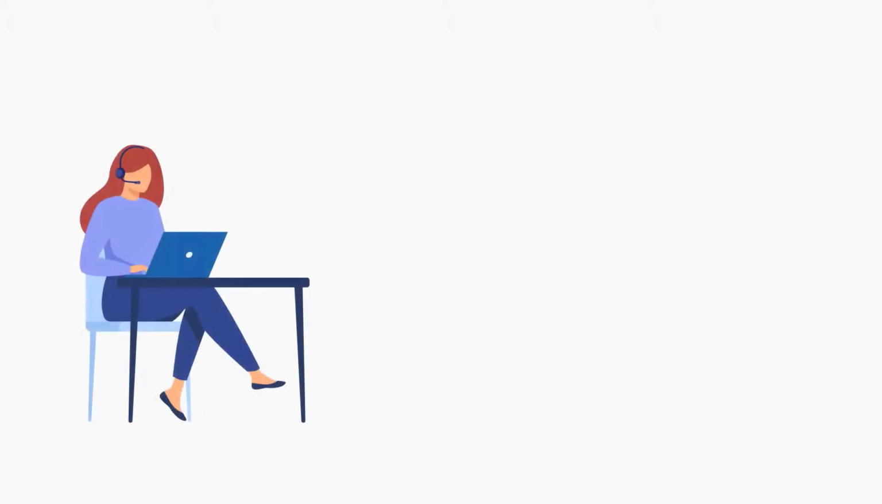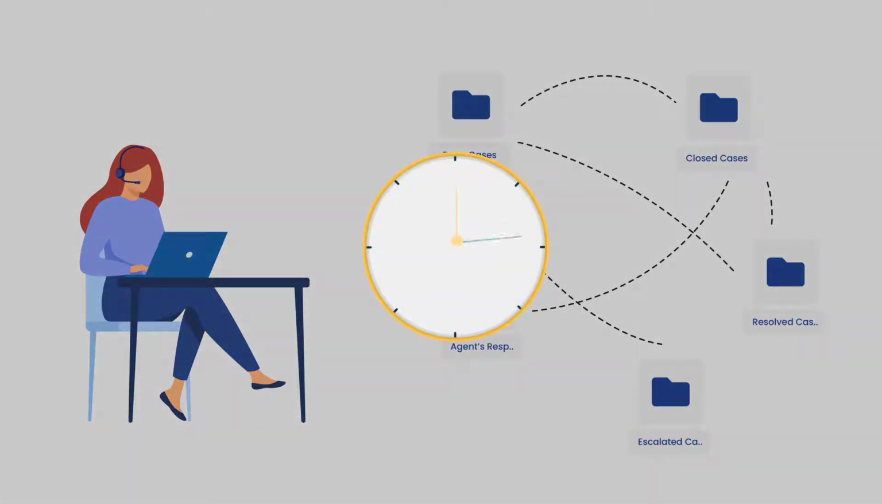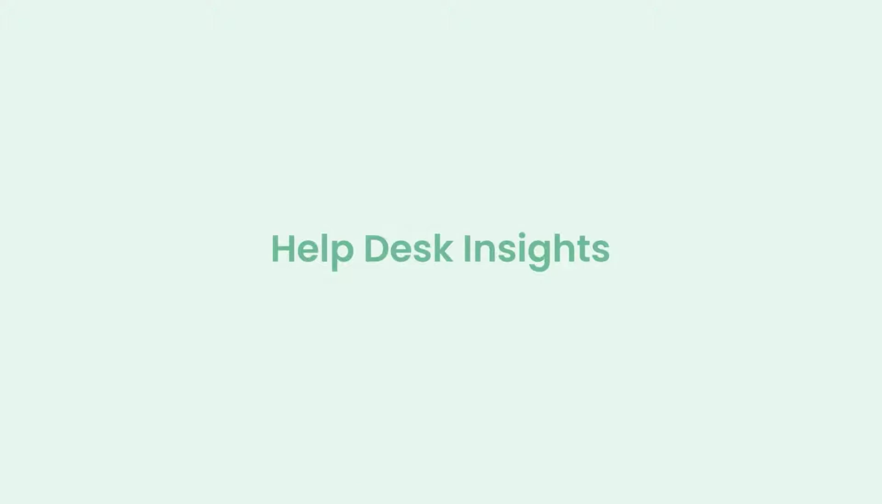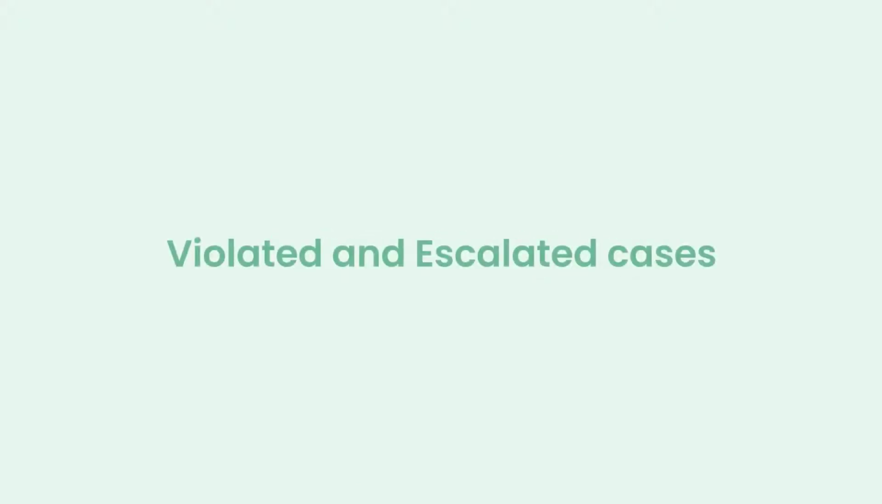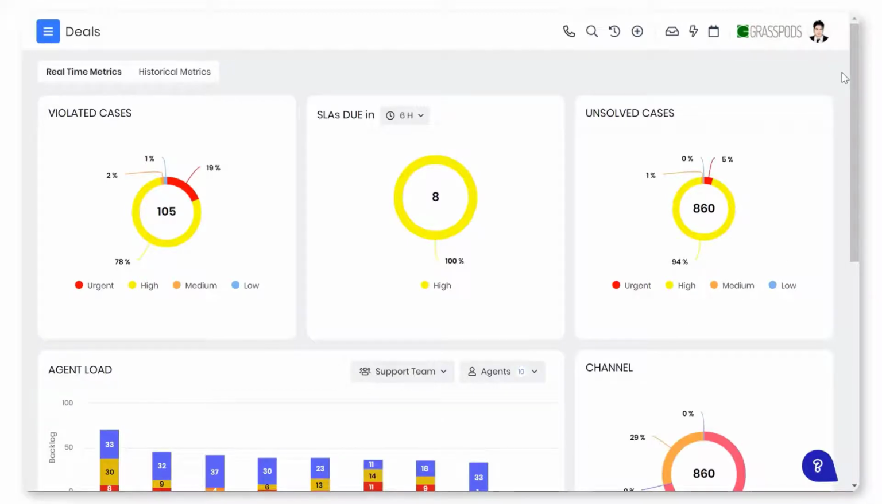As part of a customer service team, you would spend a lot of time analyzing the pile of records and relying on complex tools to get insights. Do you think you're ending up doing time-consuming tasks? Take it easy. Vtiger help desk insights do it for you. It is a one-stop destination to get insights on important metrics such as the number of backlogs, violated and escalated cases, SLA performance, and much more. Watch this video to learn more about help desk insights in Vtiger CRM.